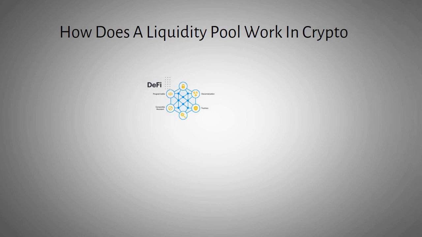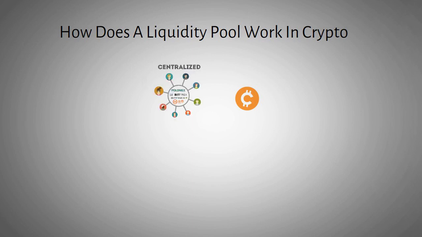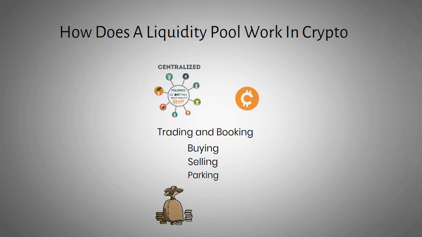How does a liquidity pool work in crypto, Uniswap, and Cake? Decentralized finance, or DeFi, has revolutionized the crypto industry. Before DeFi, investors heavily relied on centralized exchanges and banks for trading and booking profits. Now, there are many decentralized platforms for buying, selling, and parking crypto to generate passive income through yield farming.